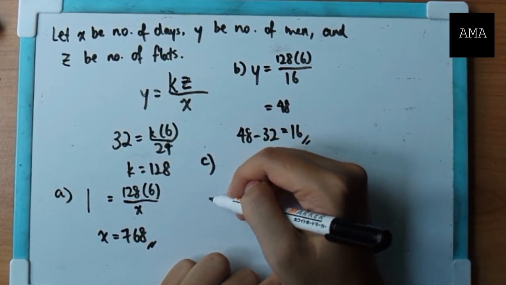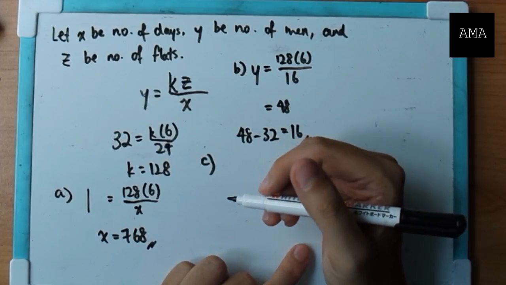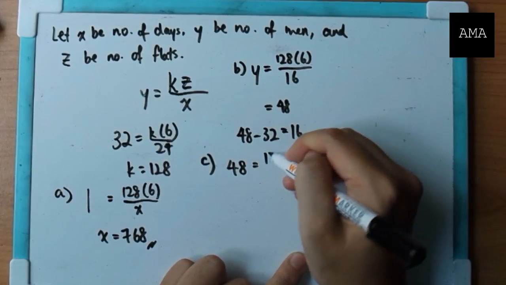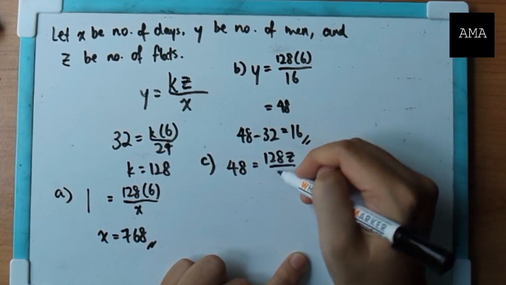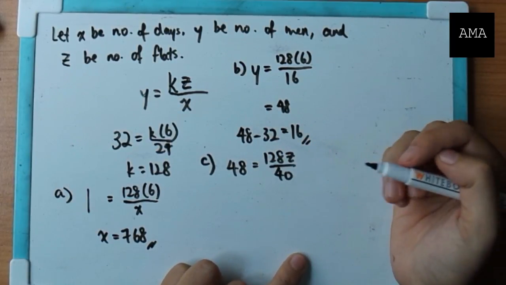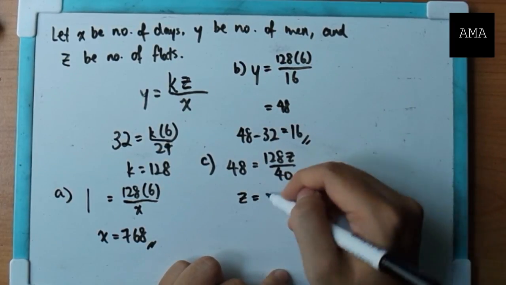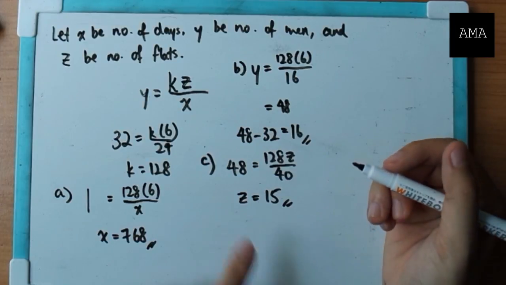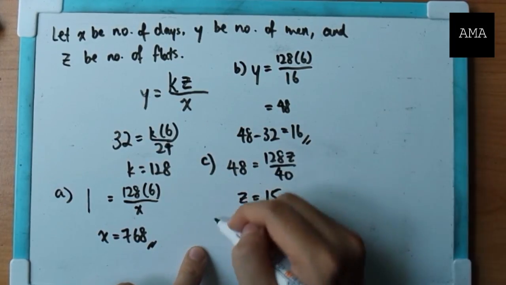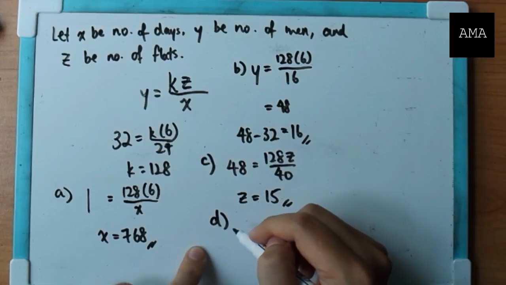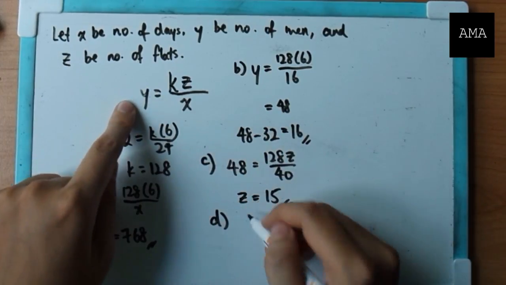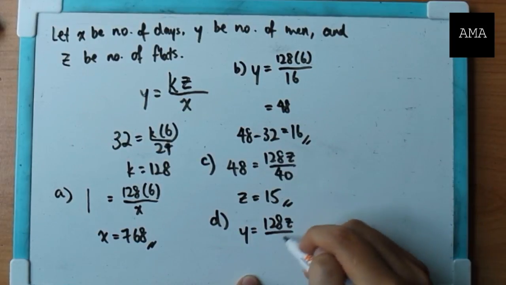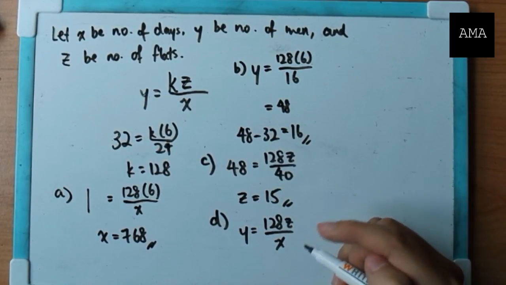Now C. Here, z, the number of flats, is your unknown. The rest you just substitute in. Again, just press calculator. It's just computational stuff. It's 15 flats. Last one. D is the easiest one. They ask you for the formula. You have it right here. Just copy it, change your k to 1/8. That's it. That's your answer.